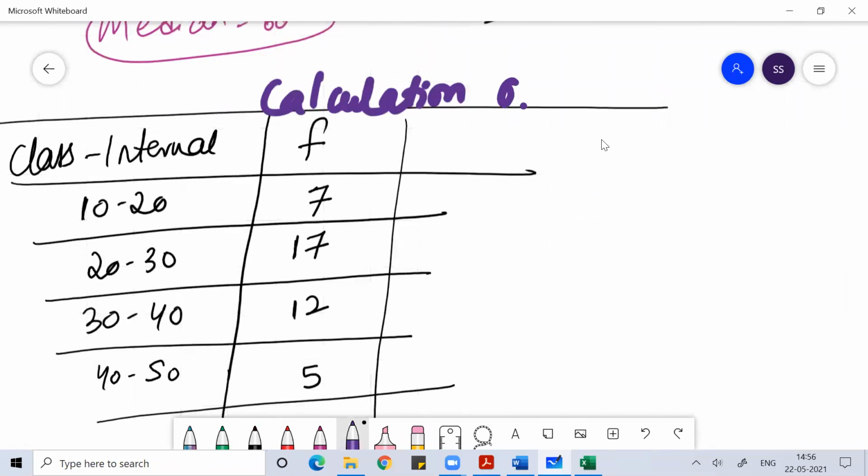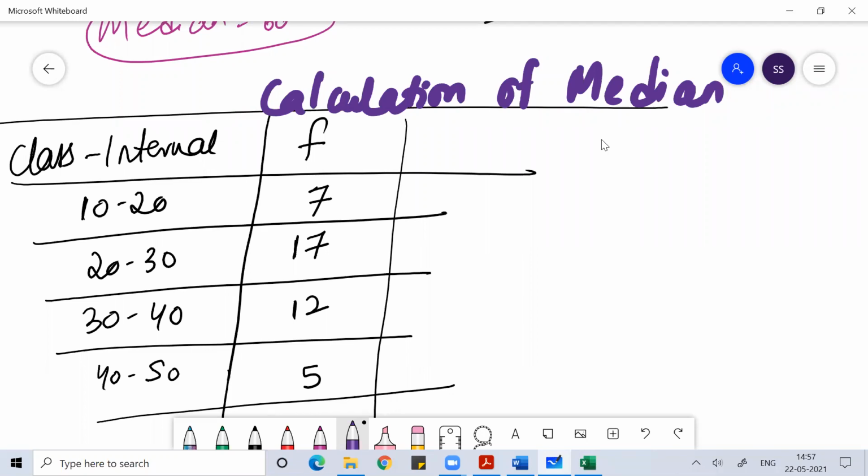So whenever the data is given in the form of class interval and frequency, how will you find the median? First of all, your data should be arranged in ascending order. You can see your class intervals are in ascending order. They are not given as jumbled or random class intervals. So they are arranged in ascending order. We'll do that.